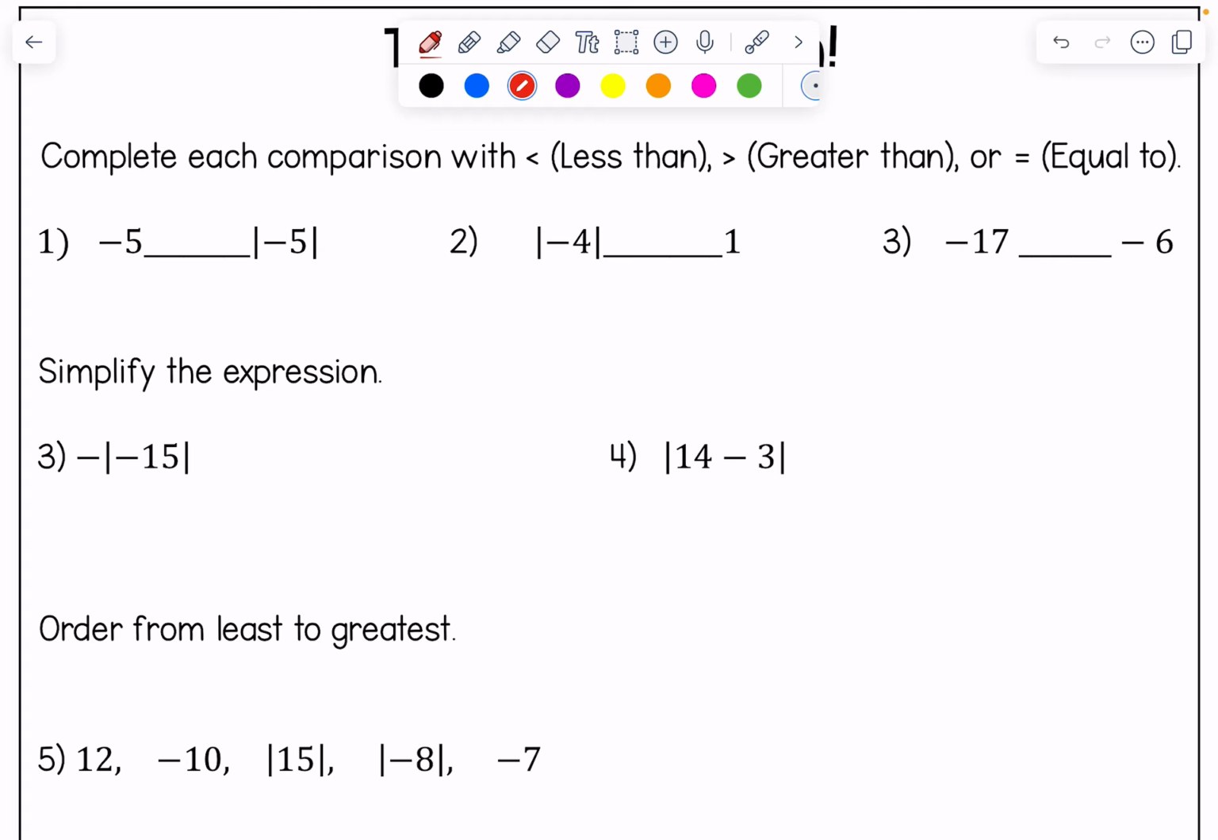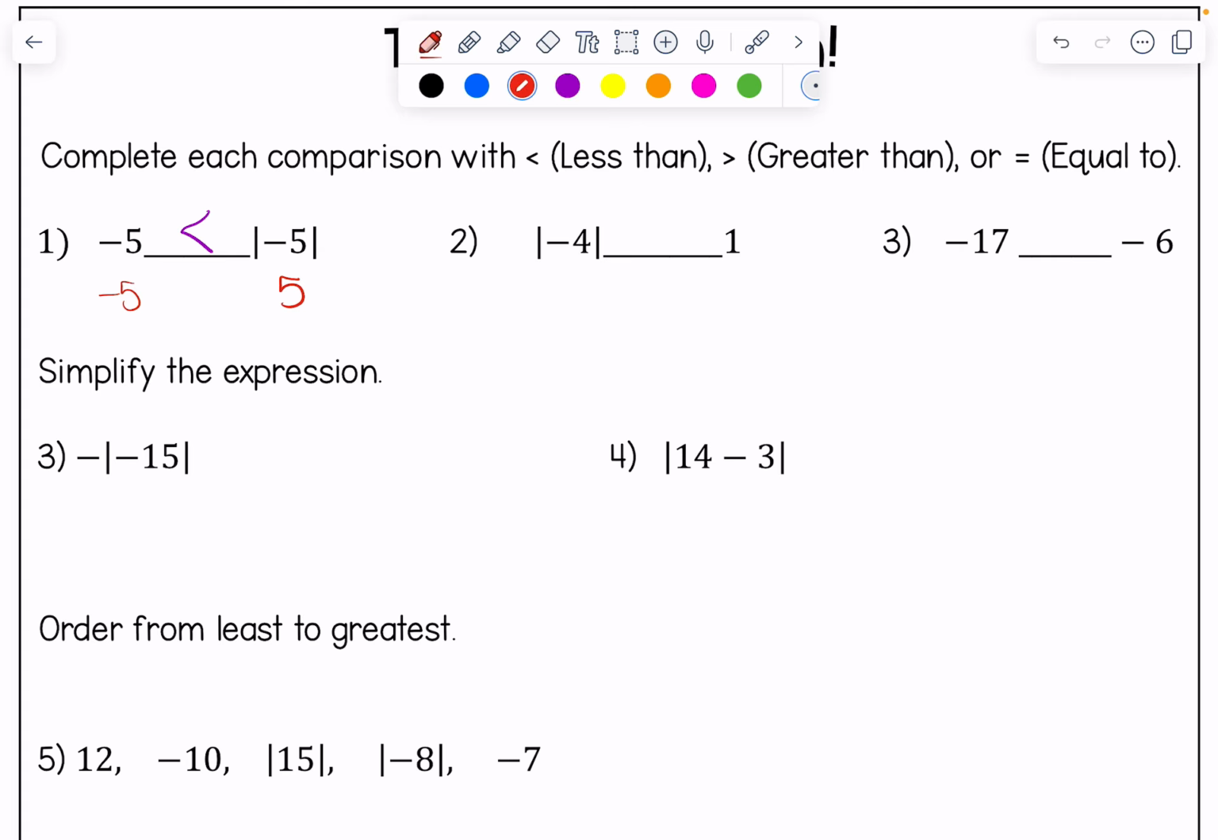On this first one, it says complete each comparison with less than, greater than, or equal to. Number 1: -5 and the absolute value of -5. Anytime you see absolute value, you want to simplify that first. So I'm comparing -5 with 5, and -5 is going to be less than 5. So -5 is less than the absolute value of -5.